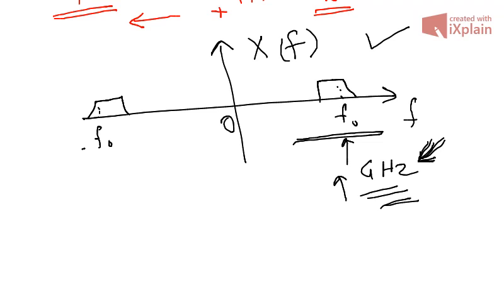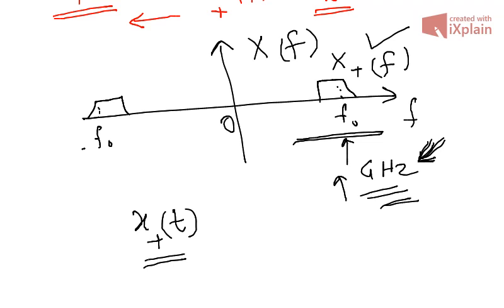At the same time, we are only interested in the positive frequencies X plus of f, which contains all the information of the transmitted signal. So we would like to derive the equation for x plus of t, what this looks like. We will do it after the break.